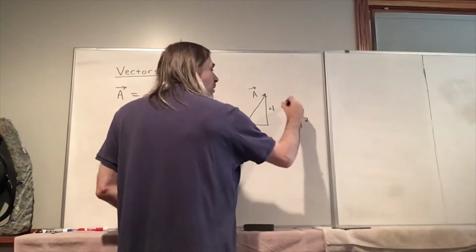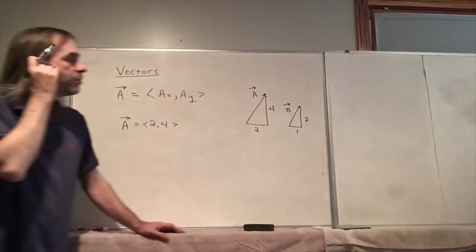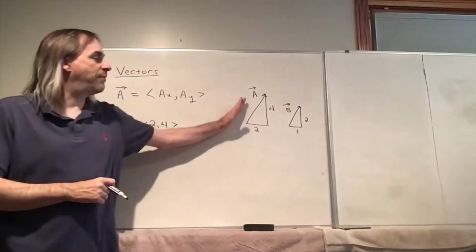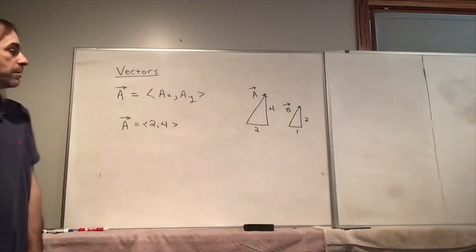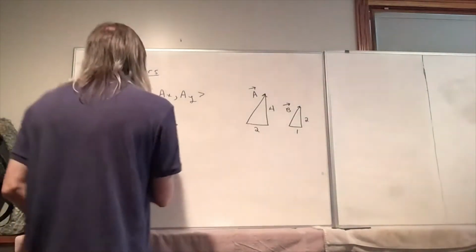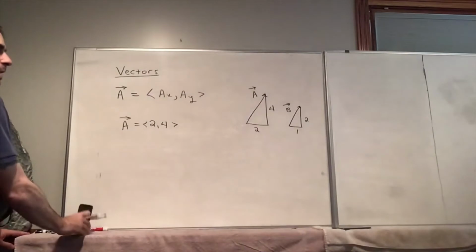Okay, now you can look at another vector. Let's say B is a vector 1, 2. These two vectors are going to point in the same direction, but they have different magnitudes. All right, so that's kind of how we define vectors.